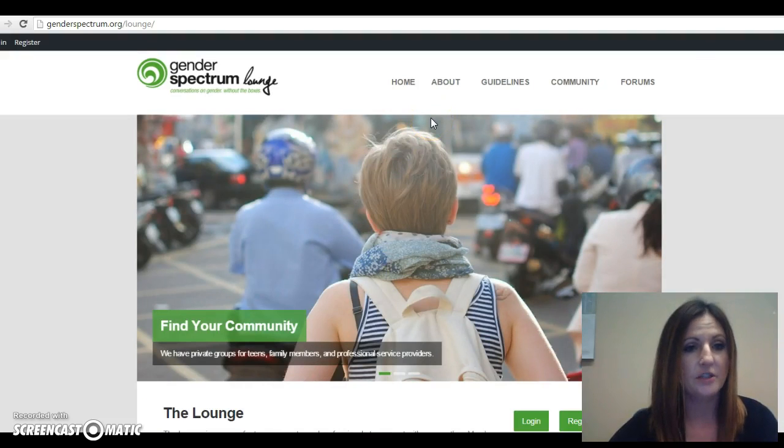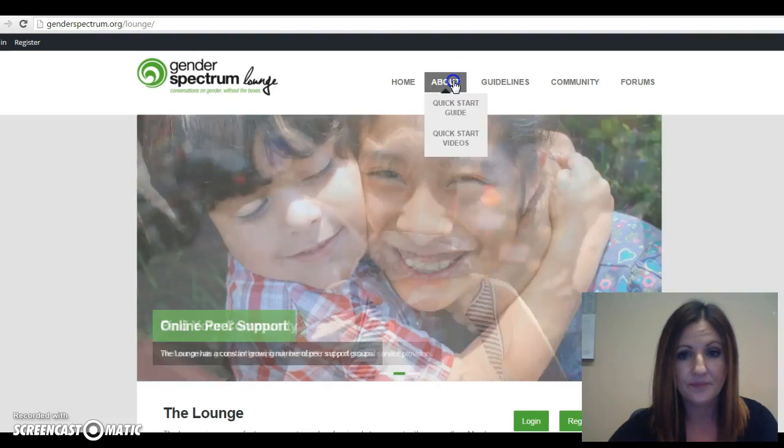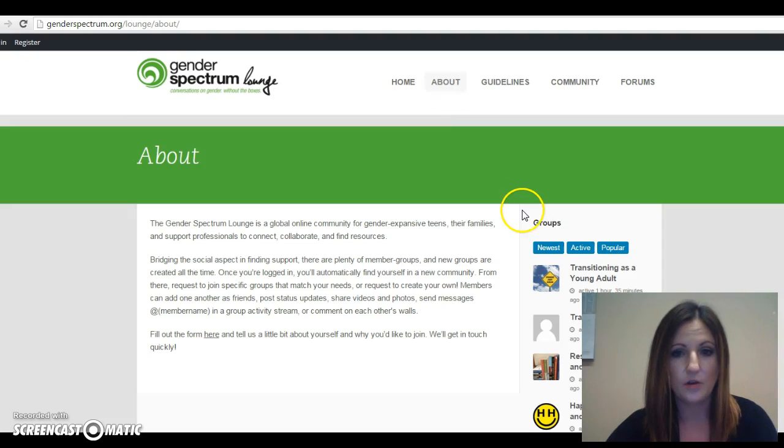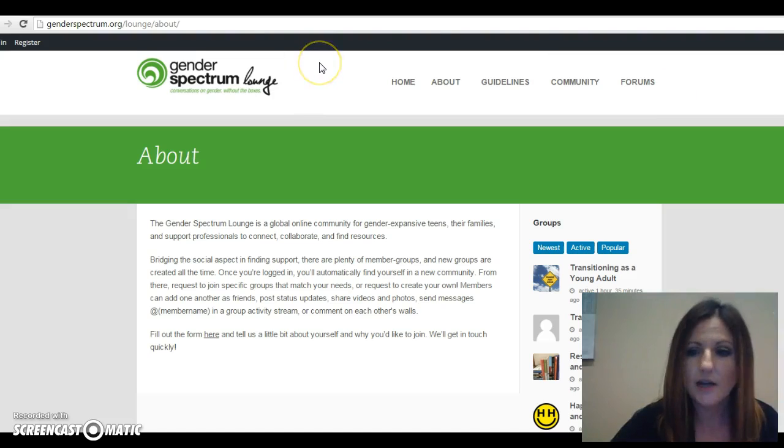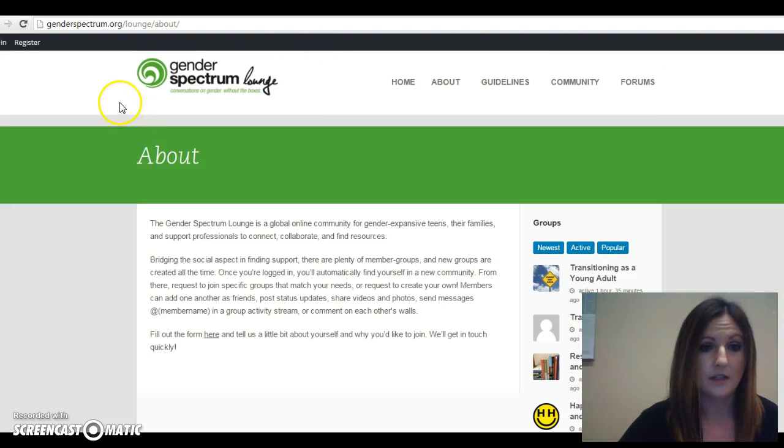On this page, the Gender Spectrum Lounge, which is affiliated with the blog that I was just on, I found this About page. You can go through here and read what their mission is, but basically they are reaching out to teens and families to support them in different gender identities. So I feel like they are probably a good authority on this, because obviously that's what this community is all about. So I am putting some trust into this information based upon this organization's mission.